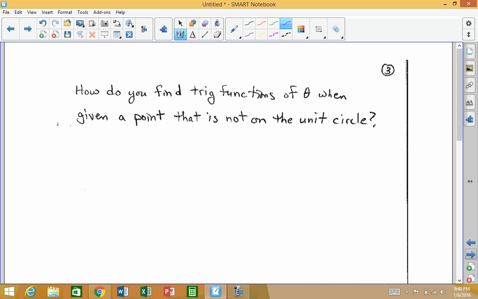Okay, how do you find trig functions of theta when given a point that is not on the unit circle? Well, that's an interesting question. So if we have the unit circle, and what if we have just some random point out here in the middle of nowhere, not actually on the unit circle? Well, the funny part is you don't do anything different. You still are going to connect it to the origin. We're still going to draw our standard position. We're still going to create a theta.